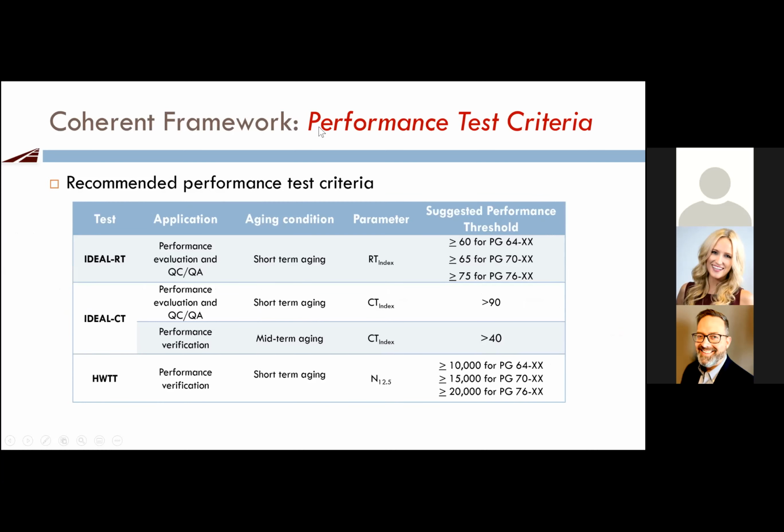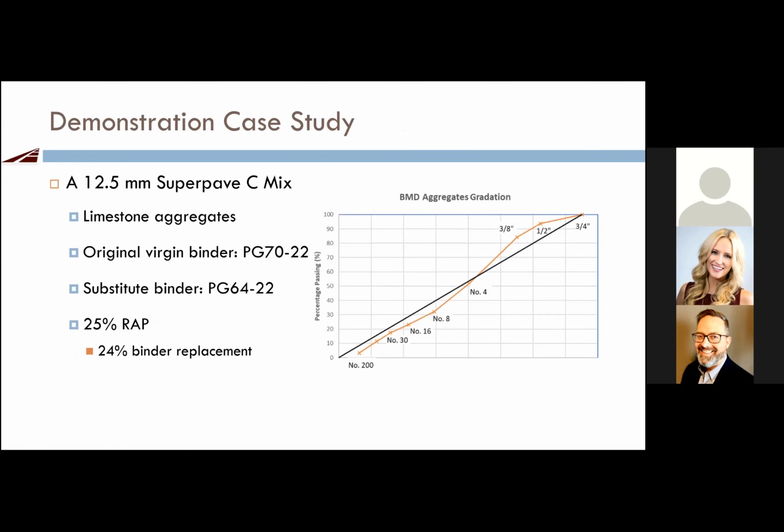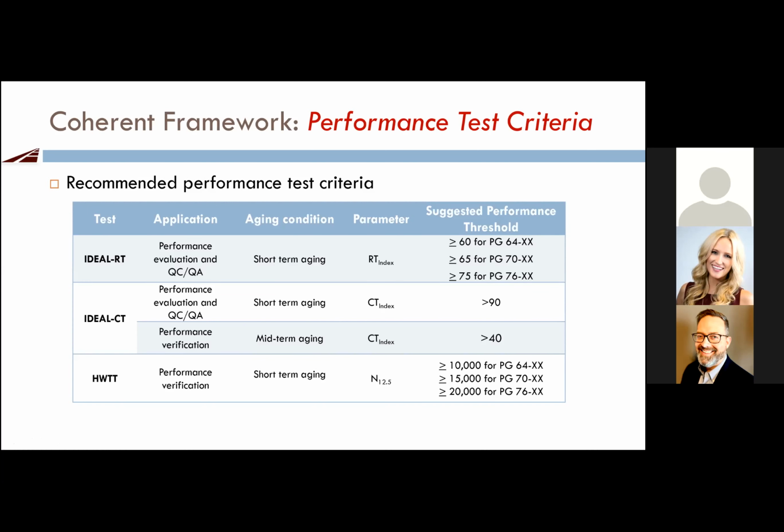So with that, as already mentioned, the RT requirement is here, the CT requirement for short-term aging, and the CT requirement for midterm aging. We have all these performance criteria. That means this whole framework is already established. We have the 4 pillars: the performance test, the aging protocol, and the test acceptance criteria.